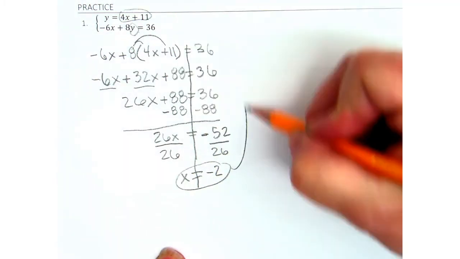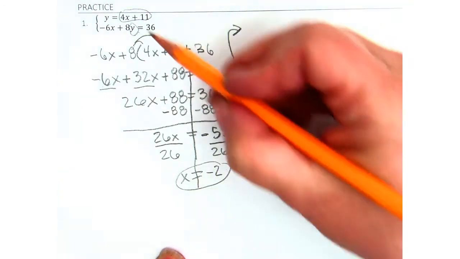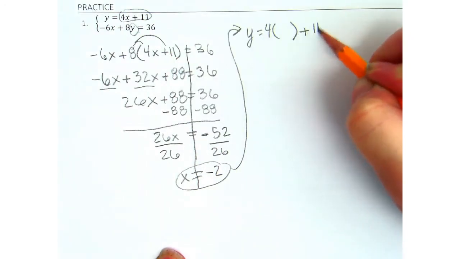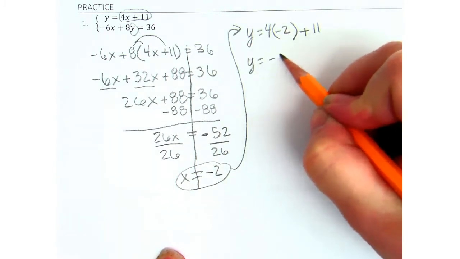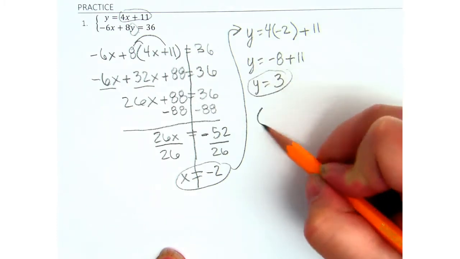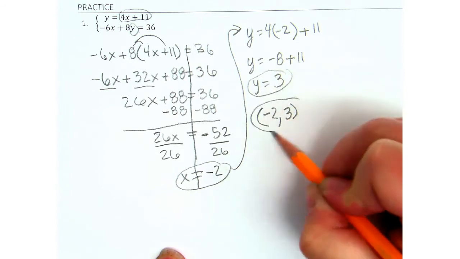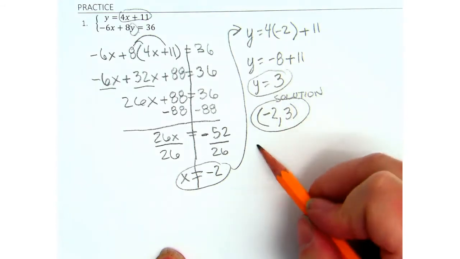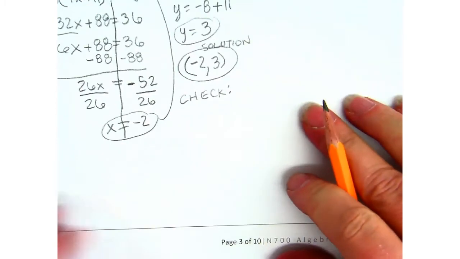However, we need the full point where the two lines intersect, so we need y. Rewrite the original equation, y equals 4x plus 11, but plug in -2 for x. Now solve for y. The solution is x -2, y 3. To check your answer, plug these values in to the original equations. It should make both equations true.